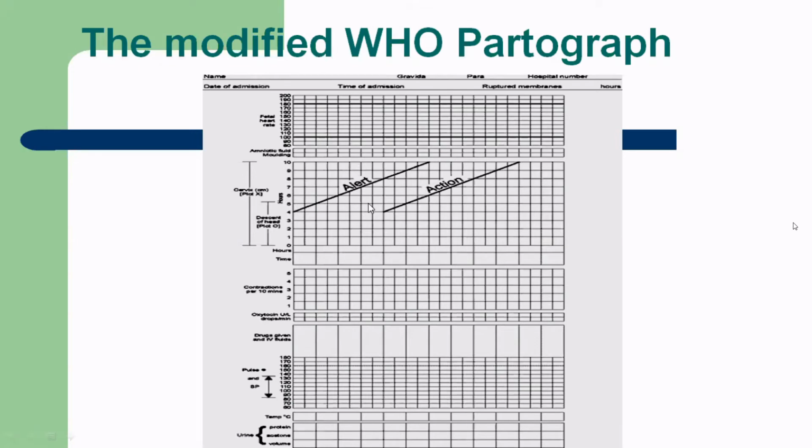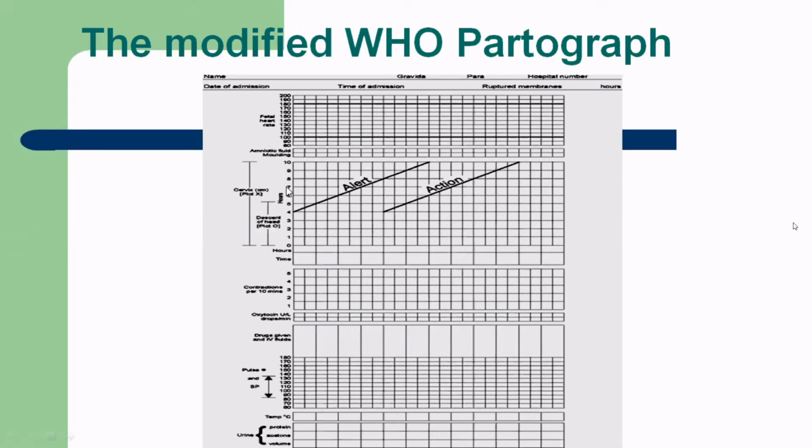In this part you can see the alert line and action line, 1 centimeter per hour. These segments are for time. One square is equal to 1 centimeter and 1 hour. From the vertical axis, the cervical dilatation in centimeters is from 0 to 10, and this part is for the timing.